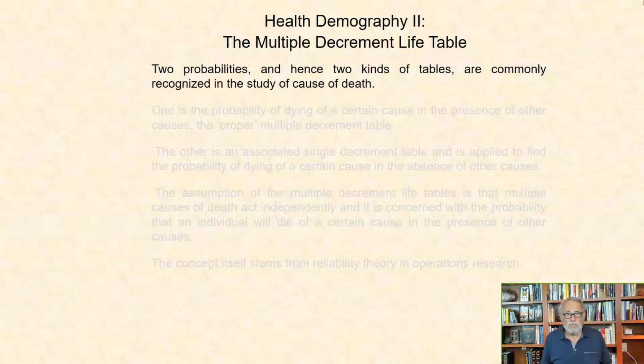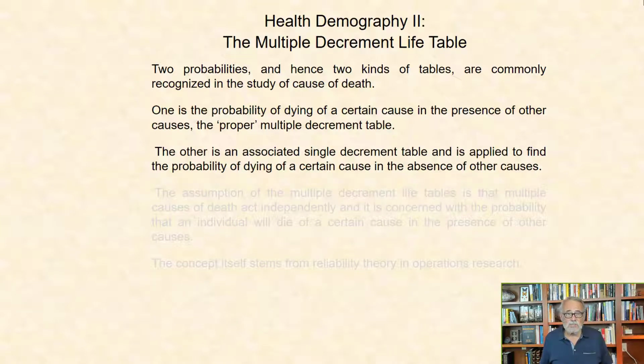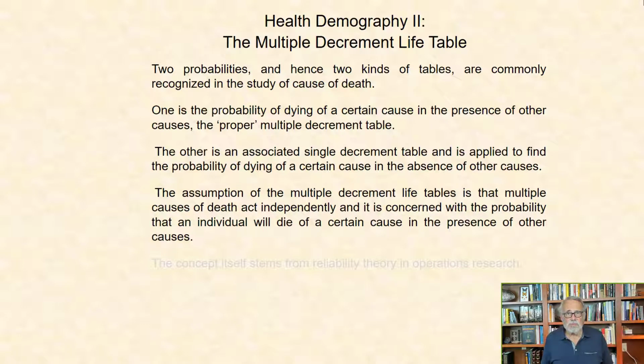Two probabilities, and hence two kinds of tables, are commonly recognized in the study of cause of death. One is the probability of dying of a certain cause in the presence of other causes, the proper multiple decrement life table. The other is an associated single decrement table and is applied to find the probability of dying of a certain cause in the absence of other causes. The assumption of the multiple decrement life table is that multiple causes of death act independently, and it is concerned with the probability that an individual will die of a certain cause in the presence of other causes.